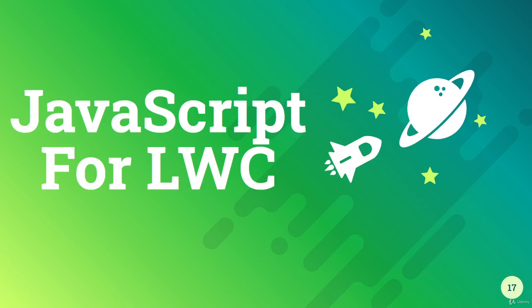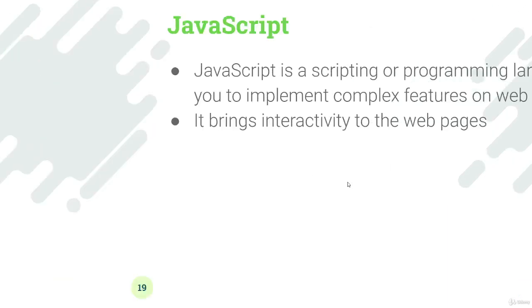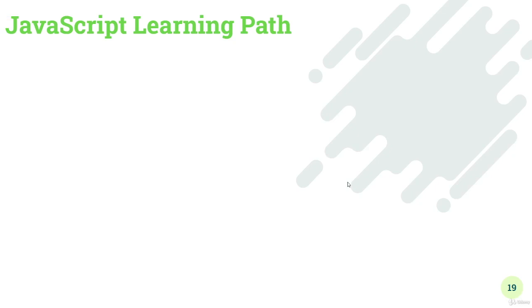In this video, we'll talk about JavaScript for LWC. JavaScript is a scripting or programming language that allows you to implement complex features on web pages. As we already discussed, it brings interactivity to our web pages. To become a master in LWC, you have to master 15 JavaScript topics, not the whole of JavaScript, only 15 topics. And those 15 topics I'm going to show you in this learning path now.